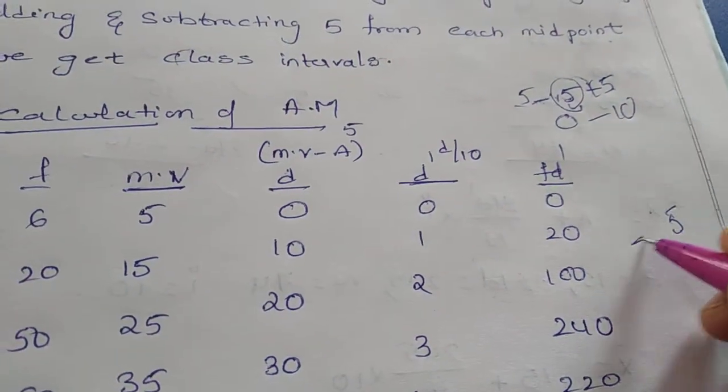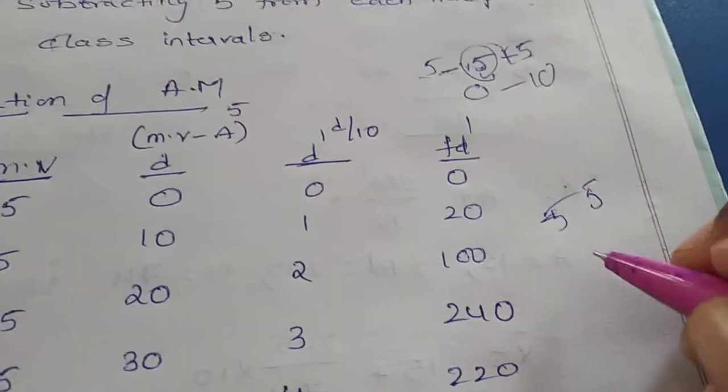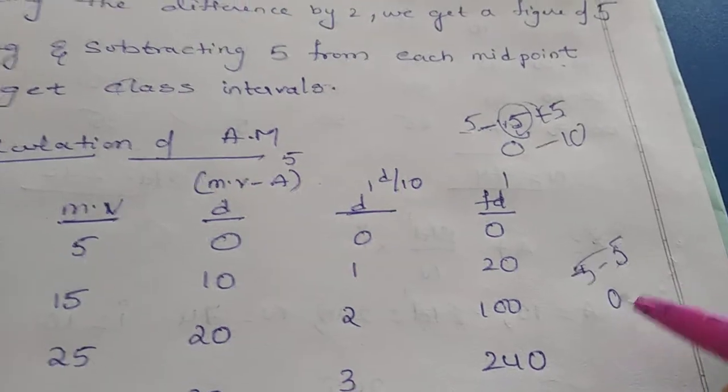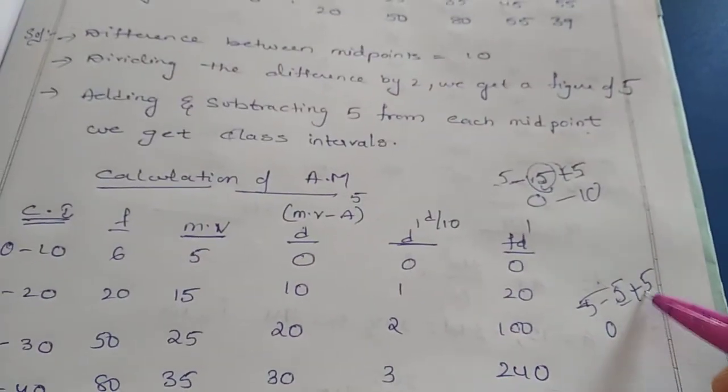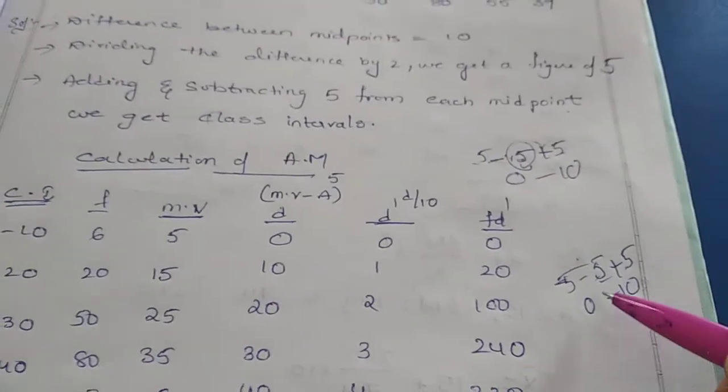First, what we have to do, ma? Minus 5 you have to do. By doing minus 5, you will be getting a 0. Again for this, what we have to do? Plus 5. So 5 plus 5 is how much? 10. Now you got the point, na?